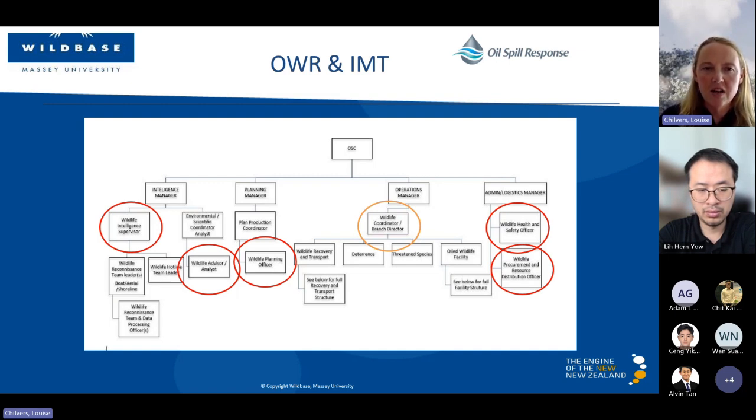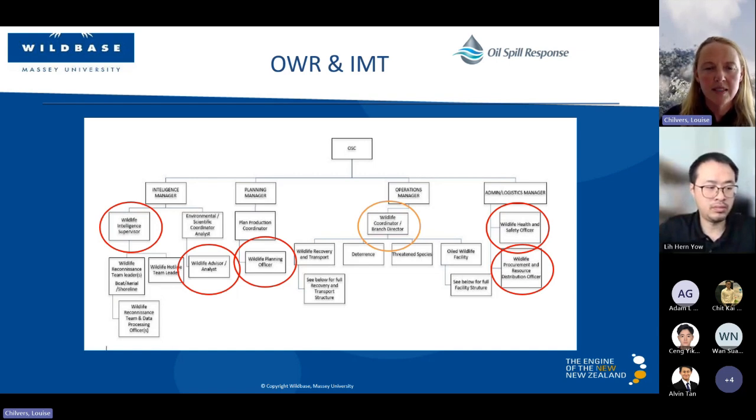So under planning and under intelligence, we have intelligence officers, and we have people manning hotlines for information coming in from the public. Under the planning team, we have wildlife planning officers that sit in the planning team. Under the logistics team, we have logistics officers that are specifically for the wildlife, and also health and safety people. But like I've said, the biggest proportion of us sit under operations. So this is the wildlife branch manager position, and then the rest of wildlife sits under this.